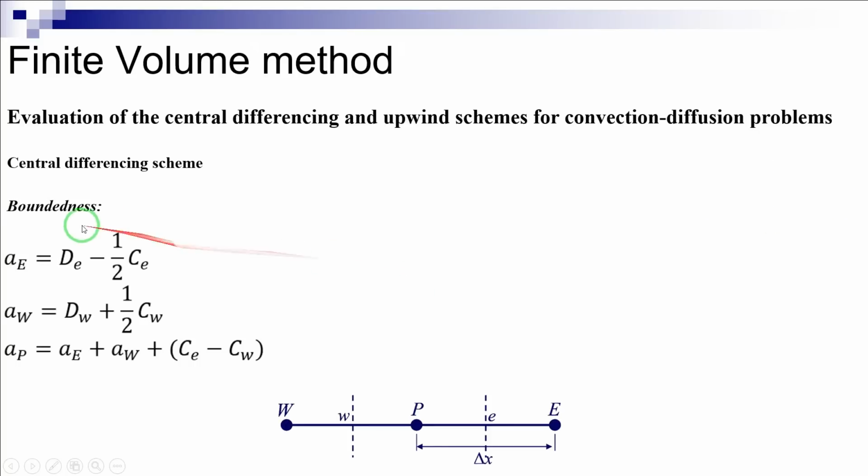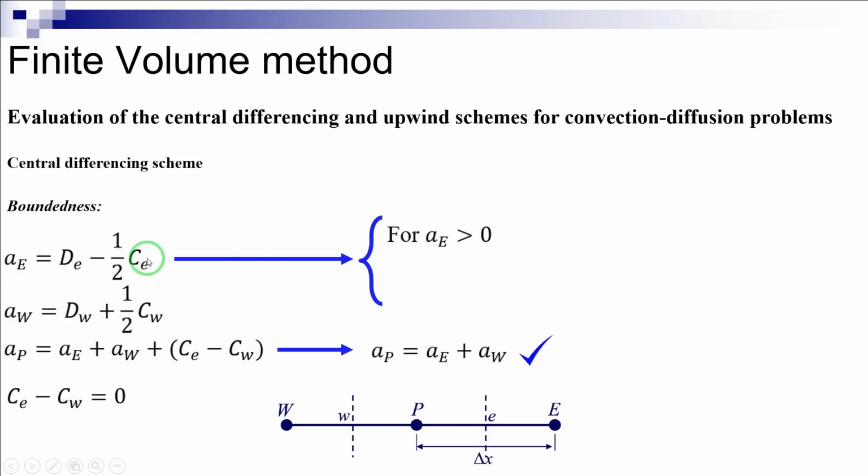Boundedness. The coefficients of the discretized convection diffusion equation over this one-dimensional uniform grid are as shown here. Based on the continuity equation, this relationship exists between CE and CW. Thus, for AP, we obtain this equation, which means that the boundedness is satisfied for this coefficient. For the coefficient of the eastern node, AE, this phrase can become negative if the convection is dominant.